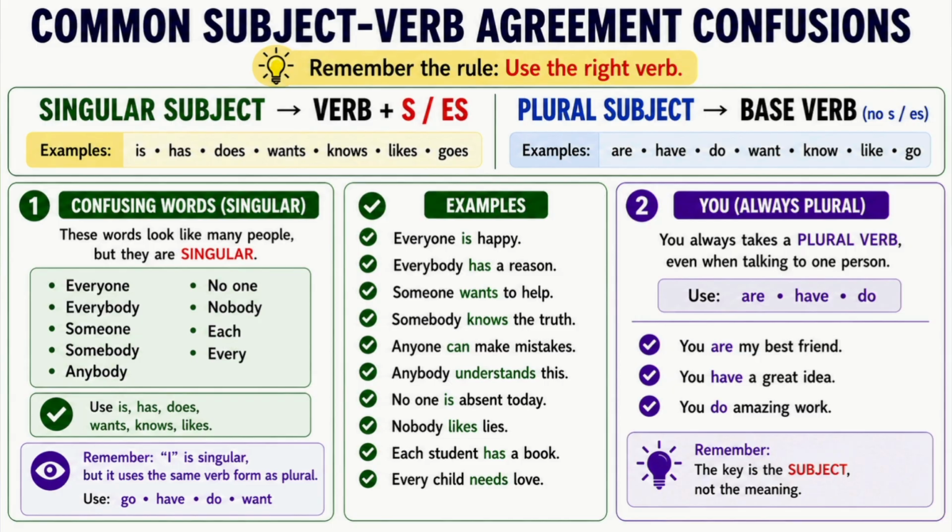The pronoun you has a unique, absolute rule, which is that it always takes a plural verb, regardless of whether you are addressing a single individual or an entire room of people. Because it is strictly treated as plural, you must exclusively pair it with the plural verbs are, have, and do. Review these exact applications.